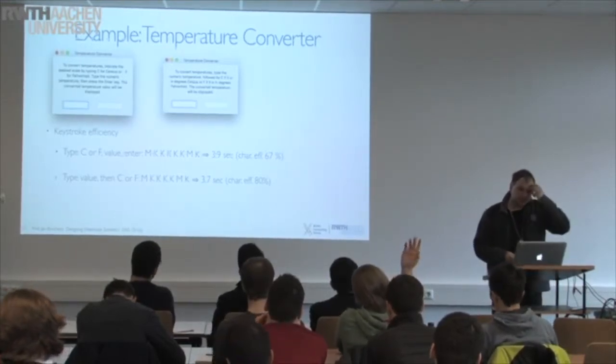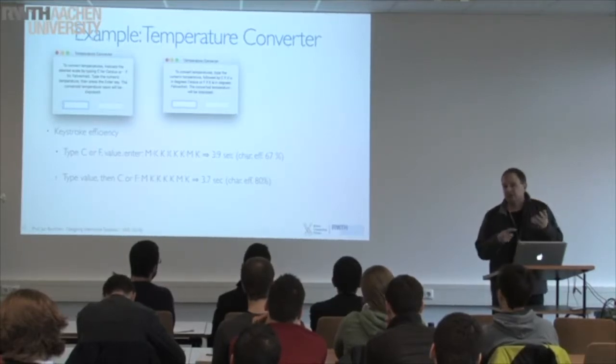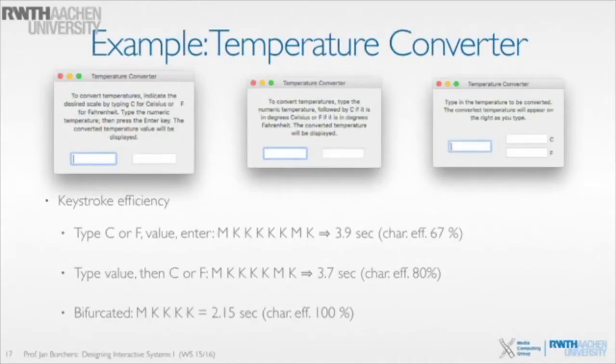Can we do better? We're at 80% efficiency here. Well, there is one way to make it even faster. Raskin calls it the bifurcated interface. It simply does both conversions. So what you do here is you type the temperature to be converted, and the converted temperature will appear on the right as you type.